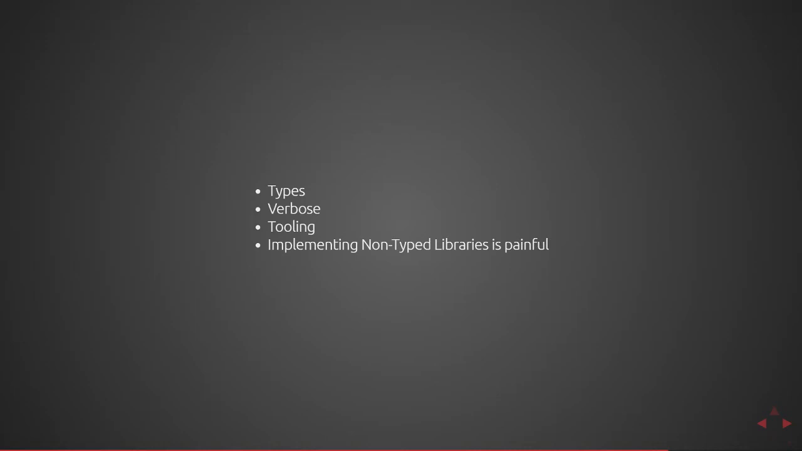The next part that's difficult is implementing a non-typed library. You have to provide your own typings for non-typed libraries or define it as any. Any is a type that allows you to treat the object as if it were any type, and that defeats the purpose of TypeScript. You lose all your look-aheads, your jump tos, for instance, and it just doesn't serve a lot of purpose.